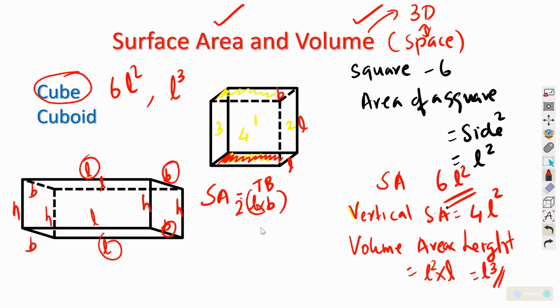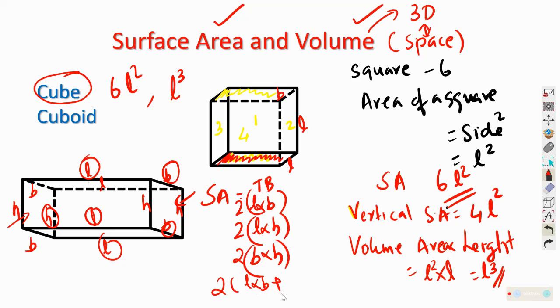And if I say front and back, I will take the height and length. So I will say 2 into length into height. You have studied about this. Then I have my left and right sides, where you will write 2 times B into H. So when we add all these, that means 2 into length into breadth plus length into height plus breadth into height will give you the total surface area of this cuboid.